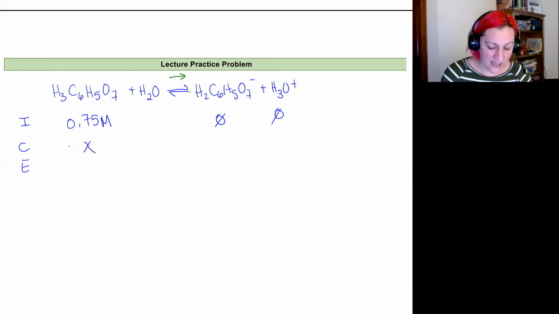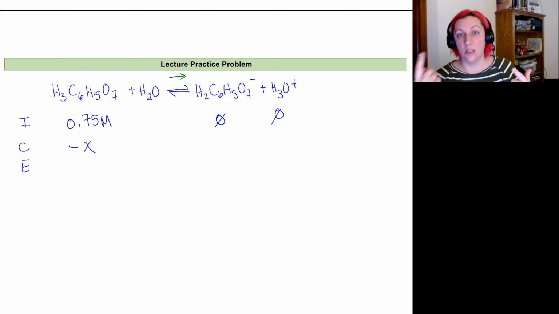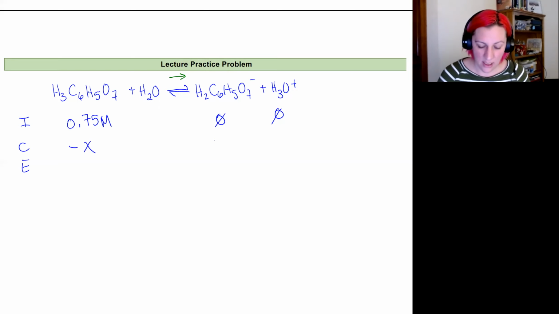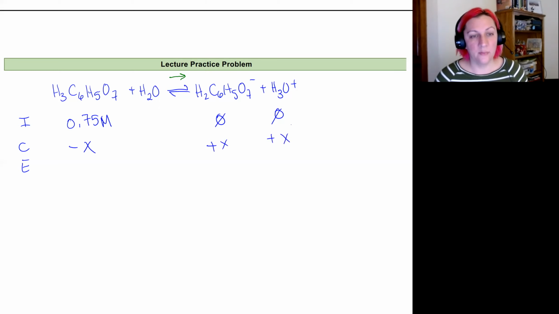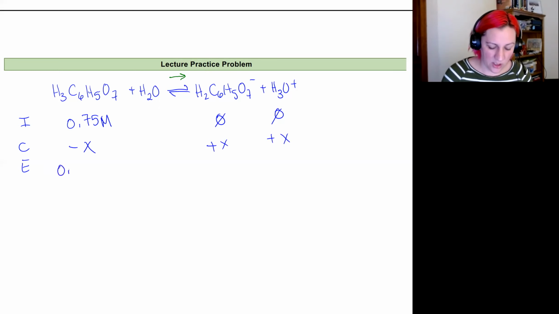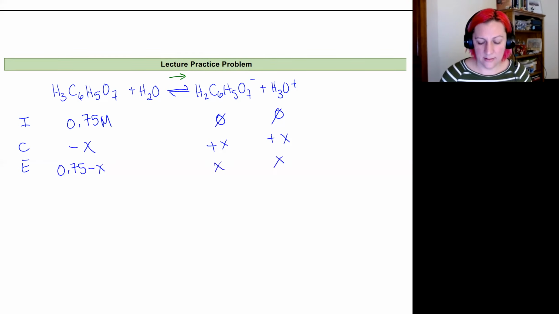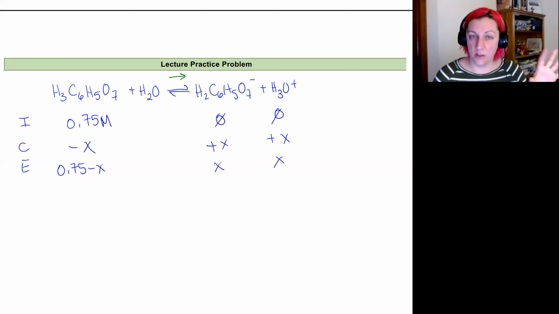Now it's just 1X because I have a coefficient of 1 as we're looking at just the dissociation of one of these hydrogens. And then I'll add X to each of the following products that form. So then my equilibrium concentrations are going to be 0.75 minus X, X, and X. All right, so now I can plug this into my equilibrium expression, which I had written before.